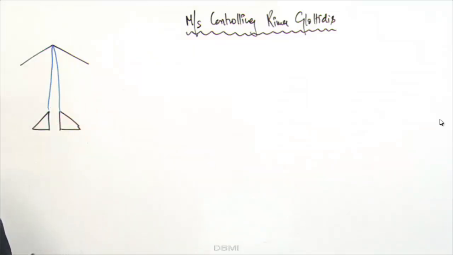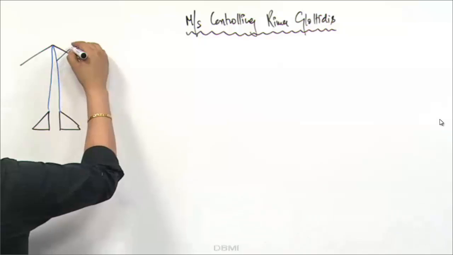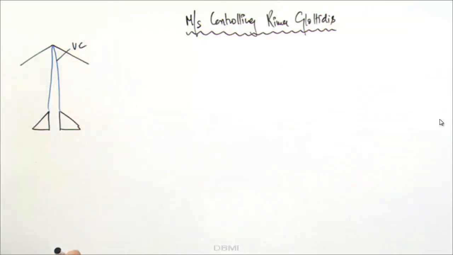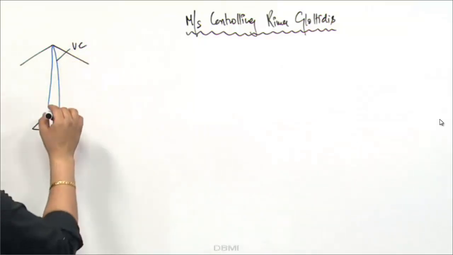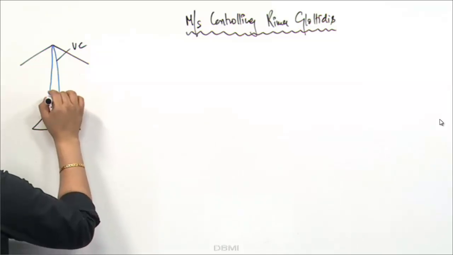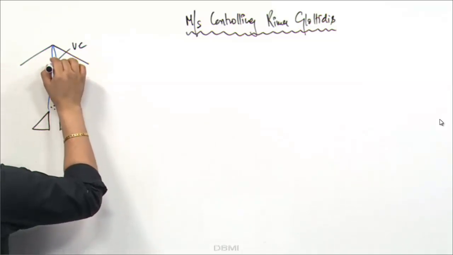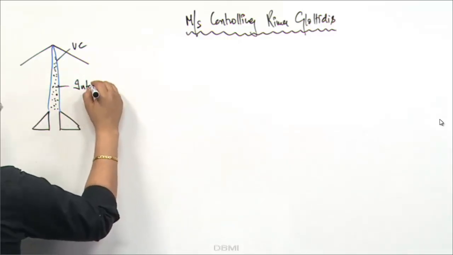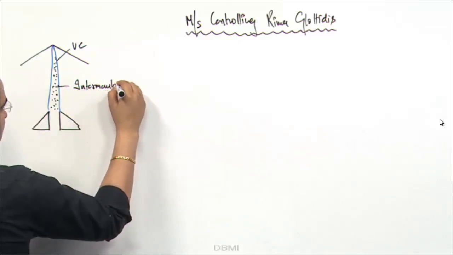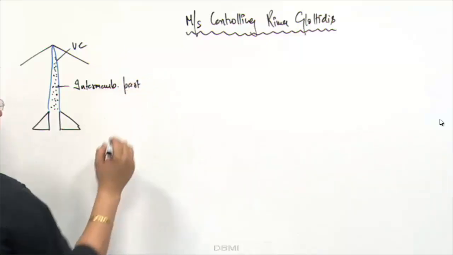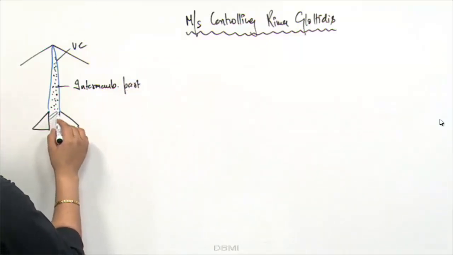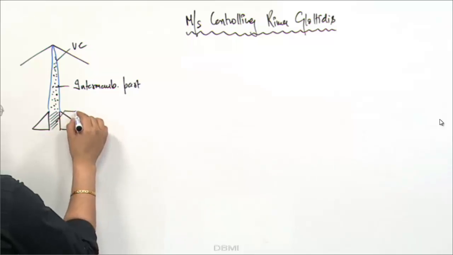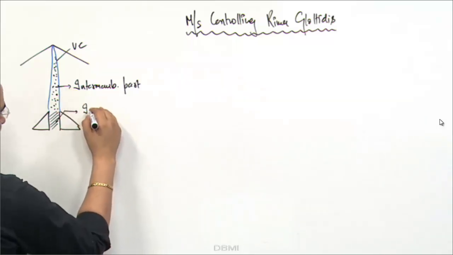This is vocal cord. So what I am saying is that rima glottidis is not only this space. This is rima glottidis, and this is the space between the two vocal cords, so we call it the intermembranous part. This is the intermembranous part of rima glottidis, and this here is the intercartilaginous part of rima glottidis.